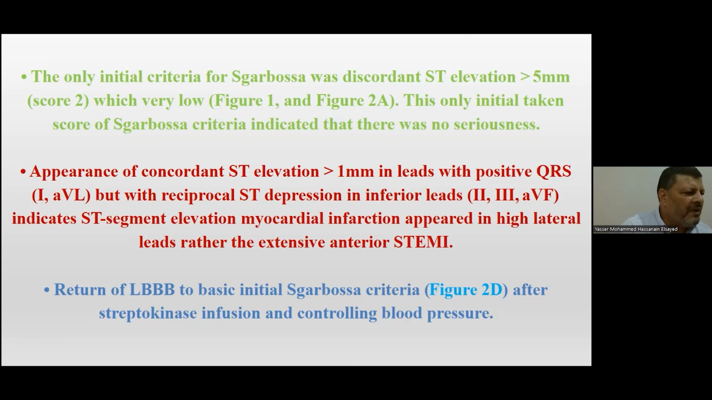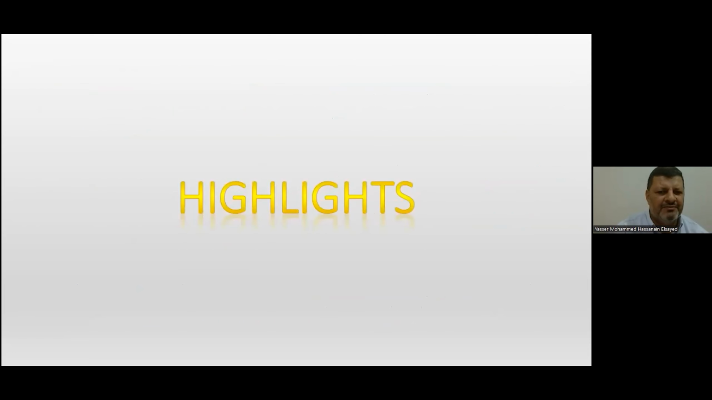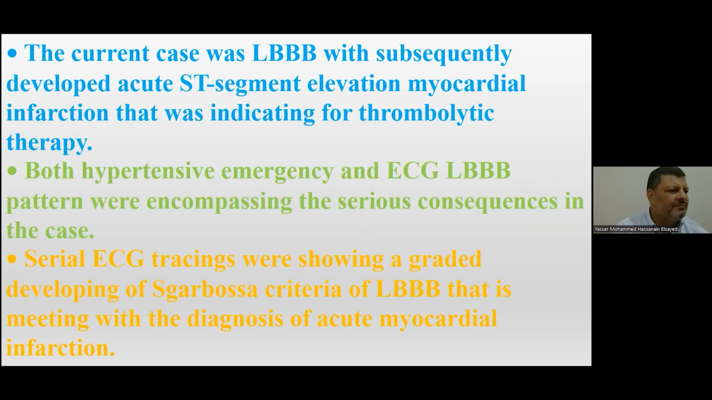Return of left bundle branch block to the basic initial Sgarbossa criteria occurred after streptokinase infusion and controlling of blood pressure. Highlights. The current case was a left bundle branch block that subsequently developed acute myocardial infarction, acute ischemia, strictly high lateral MI, which was an indication for thrombolytic therapy. Both hypertensive emergency and left bundle branch block ECG pattern encompassed the seriousness of consequences in this case.